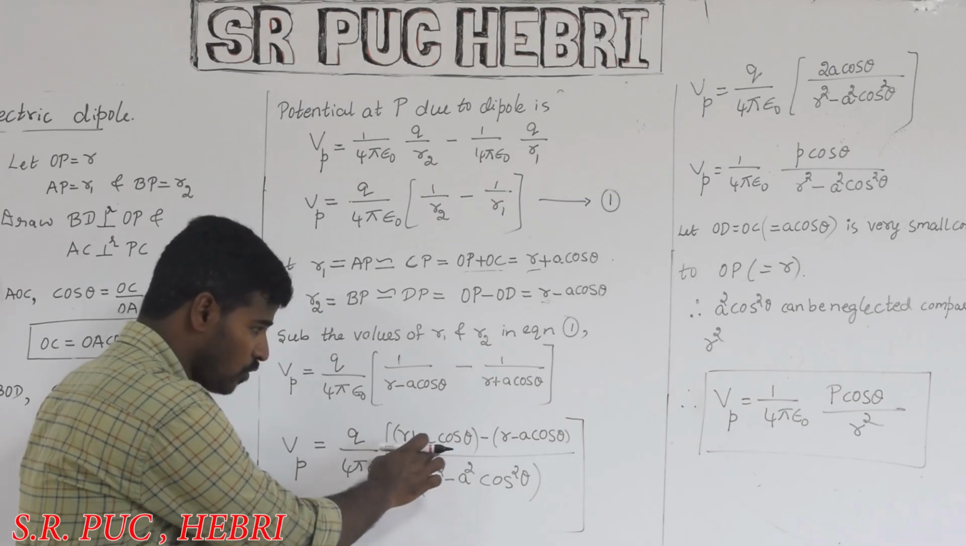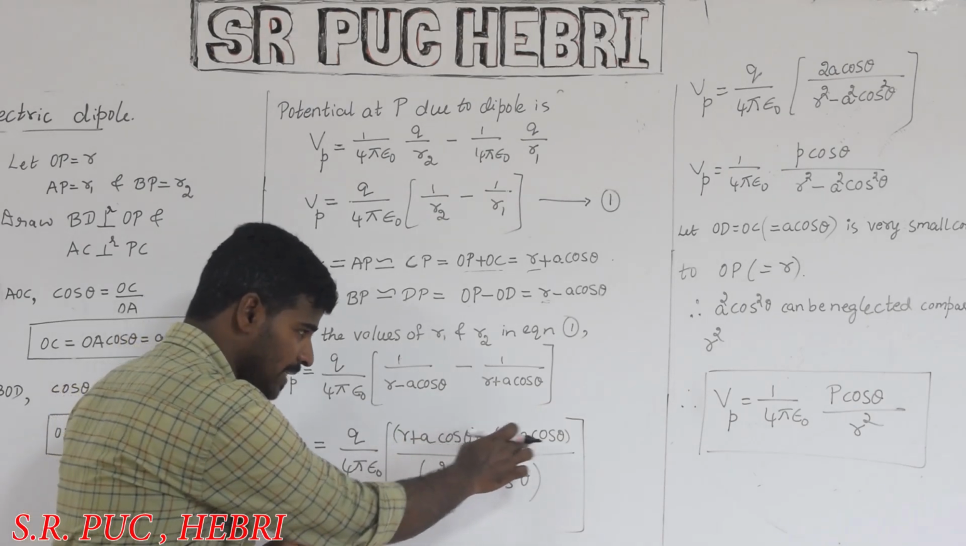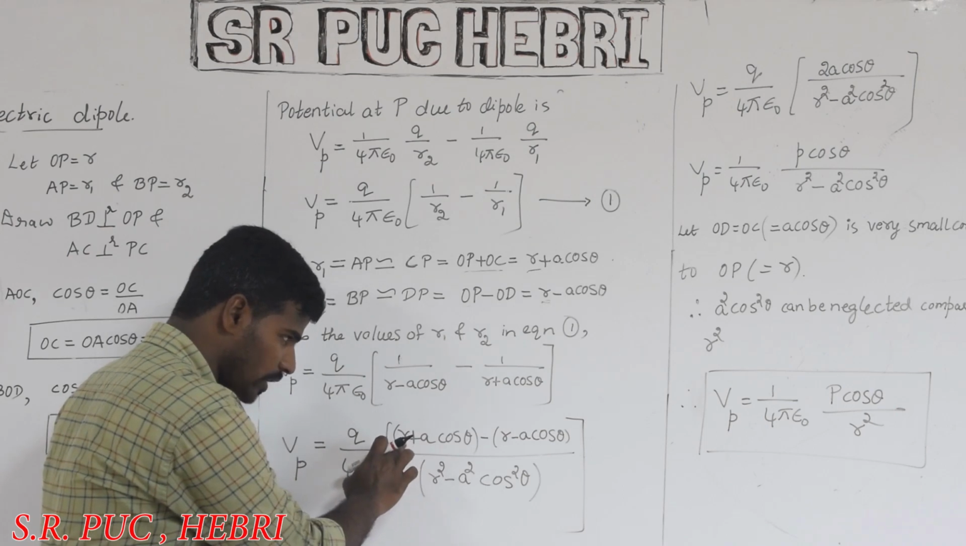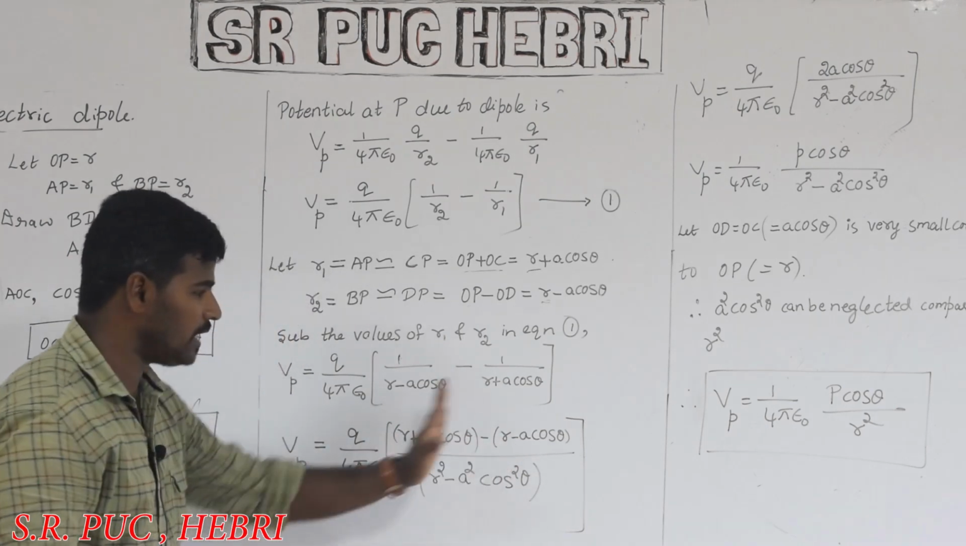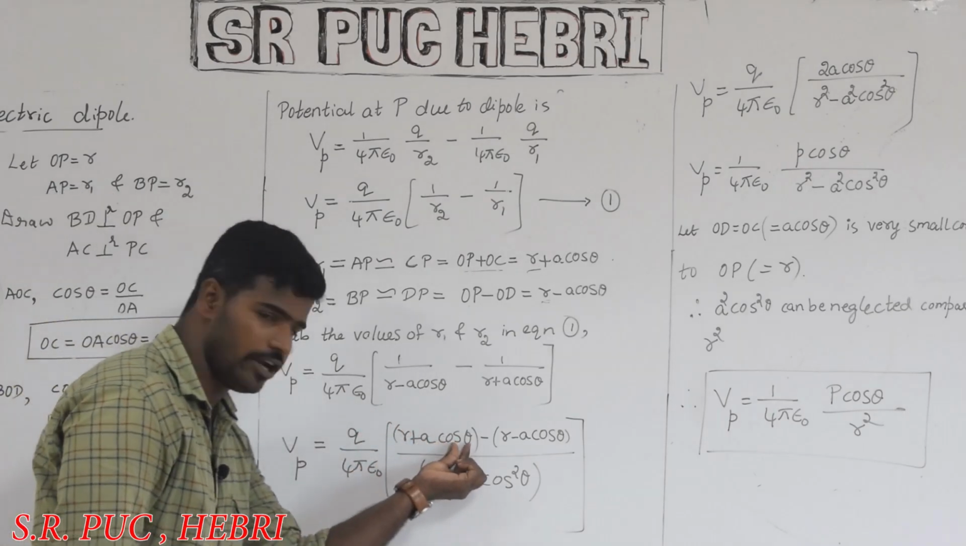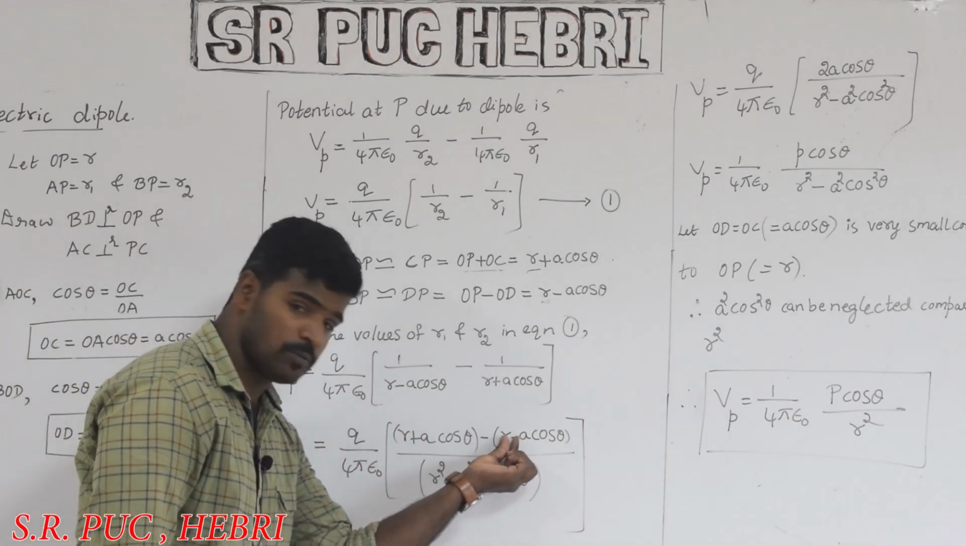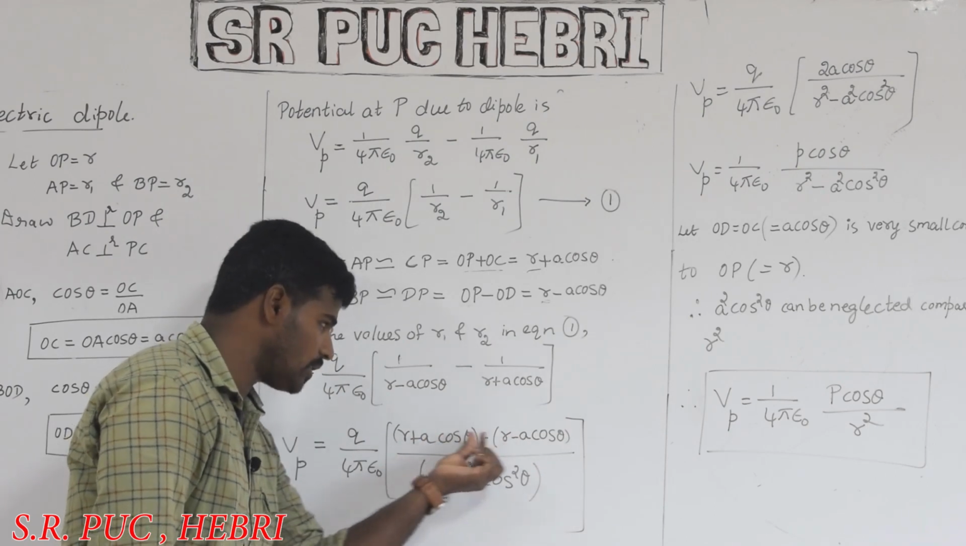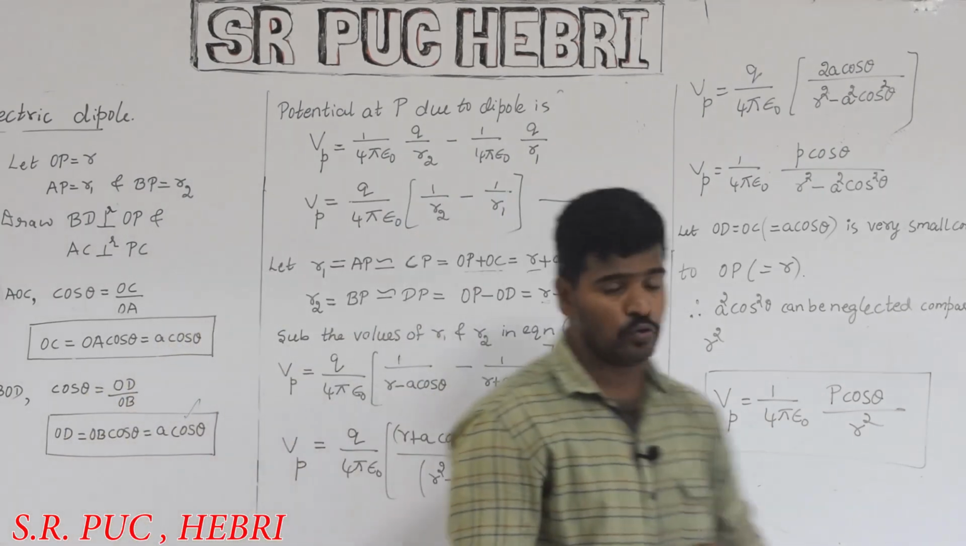Now R plus A cos theta minus of R minus A cos theta. Therefore, plus R over here, here it is minus R, so the plus R as well as the minus R get cancelled out. In the equation, A cos theta minus of minus will be again plus. Therefore, A cos theta plus A cos theta will be 2A cos theta.